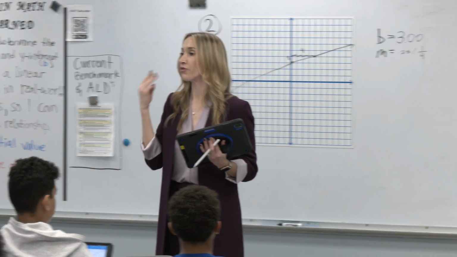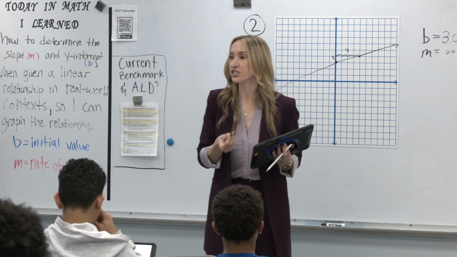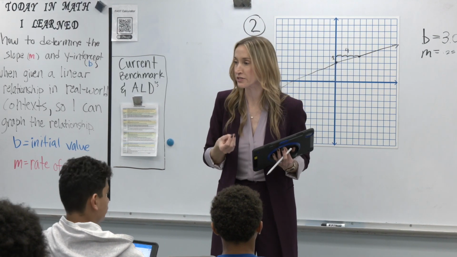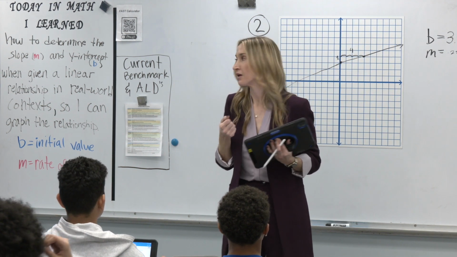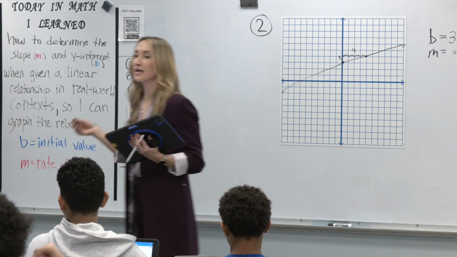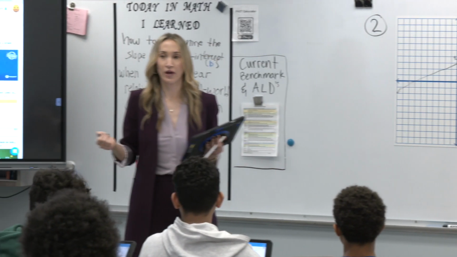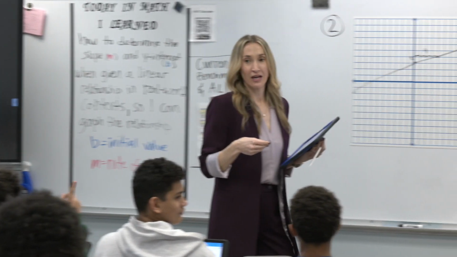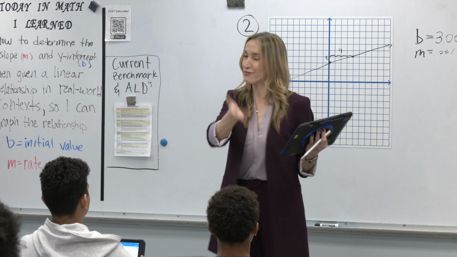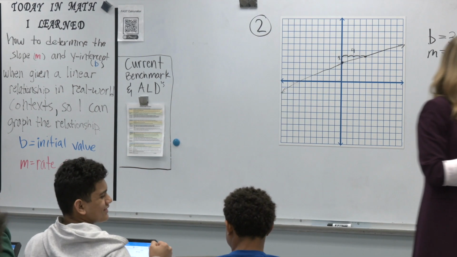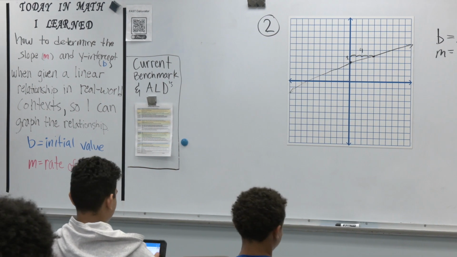Three questions. The first question, what is B? What is your y-intercept? What is the starting place? The second one, what is M? What is your slope? What is your rate? And then the third question, what do y'all think you're going to have to do third? Graph it. All right. Go ahead and get in.